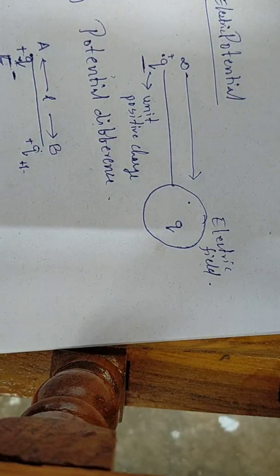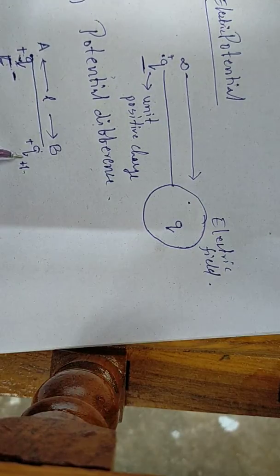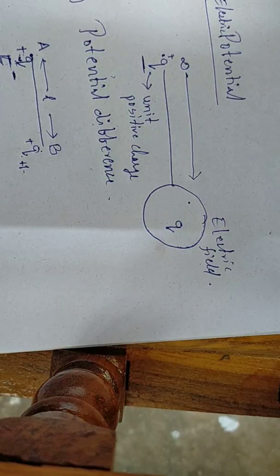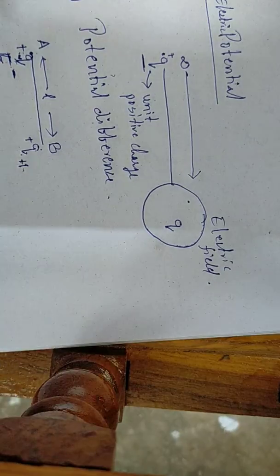That's why the work done by the electric field to move a unit positive charge from point A to B is called potential difference. The charge q will not have the same potential at points A and B. At point A its potential is different compared to point B. If you take the difference, that gives the potential difference. That potential difference is nothing but the work done by the electric field to move it from point A to B. So we are saying it is work done per unit charge.